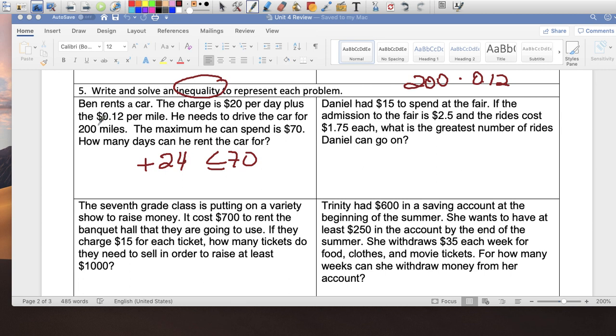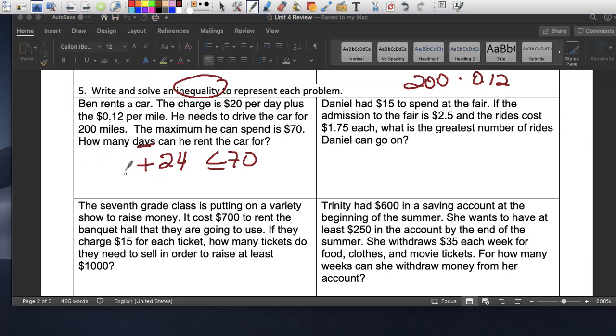Plus, he's got to pay per day, right? So how many days? Days is my variable. And how much is it per day? It's $20 per day. So $20 per day plus the $24 that he's going to spend for the 200 miles. That should all be less than or equal to 70.